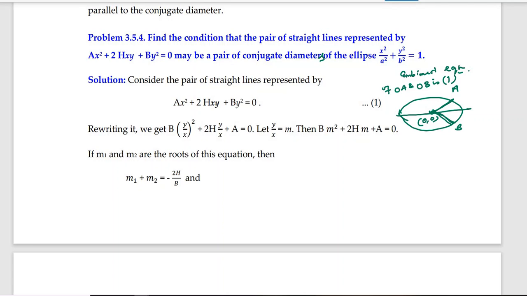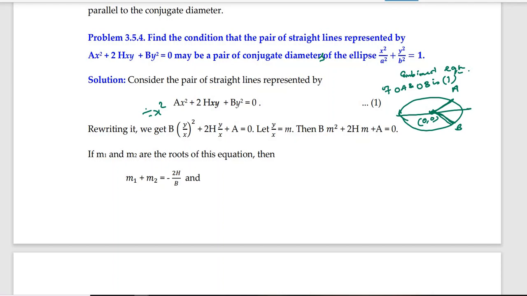So the combined equation of this is usually given by this ax square plus 2hxy plus by square equal to 0. Small a, small b are used here, so we are using capital A and capital B. Now we are going to divide throughout by x square so that we can rewrite this equation in this form. We have b y by x the whole square, then we are dividing throughout by x square. So 1x will get cancelled, giving just y by x here, and then here just a equal to 0.